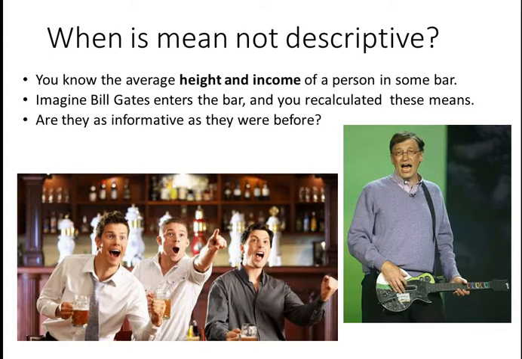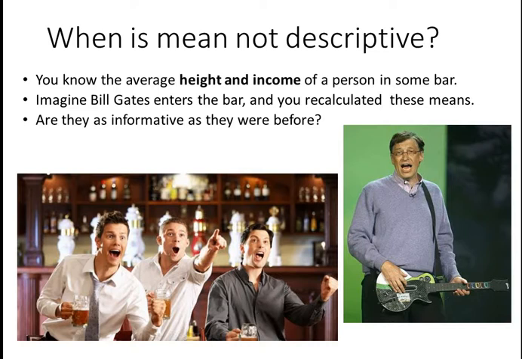If you think about averages you just calculated in your head, would they be different now? Of course, at least one of them would be very different. And are these averages that you calculated in the original setting, they were informative, but would the new averages be as informative as the original ones? Well, not really, because we have two sets of averages, one for the bar without Bill Gates and another for the bar with Bill Gates.